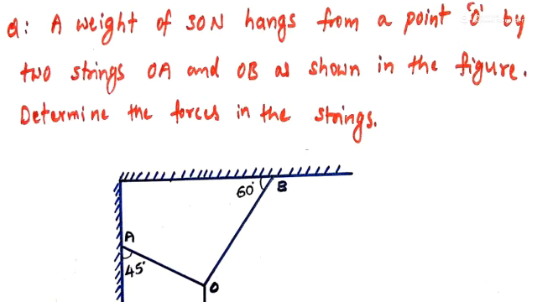Now we are seeing a problem on Lami's theorem. Let us see the problem. A weight of 30 newtons hangs from a point O by two strings OA and OB as shown in the figure. Determine the forces in the strings.